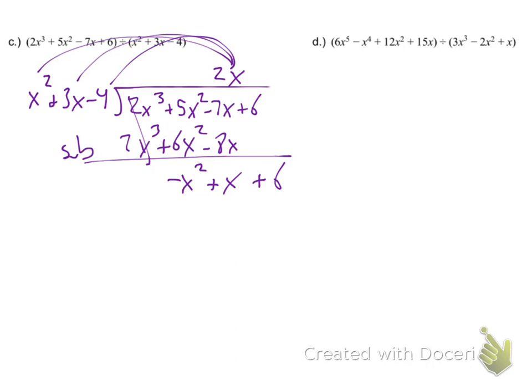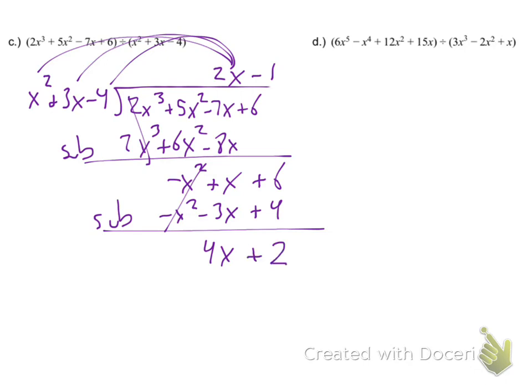Question? How do I make an x squared a negative x squared? So I get negative x squared minus 3x plus 4, yeah? And I need to subtract. Negative x squared, and you subtract an x squared. Gone. 1 minus a negative 3, 4x. 6 minus 4 is 2.